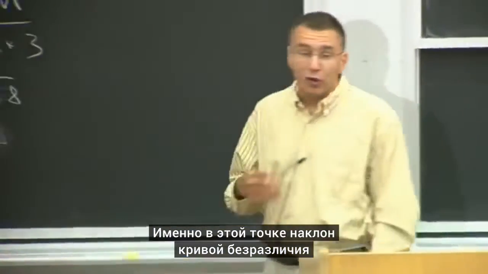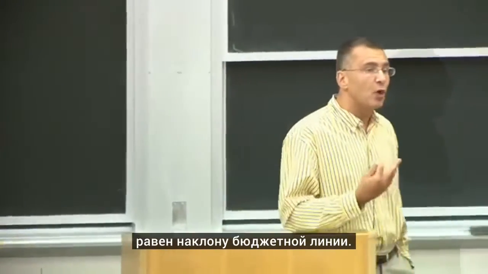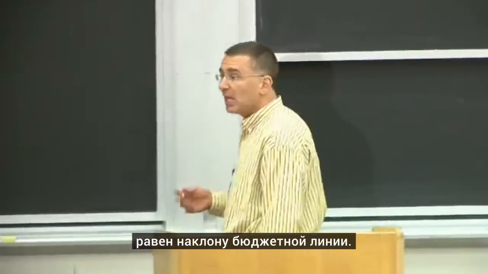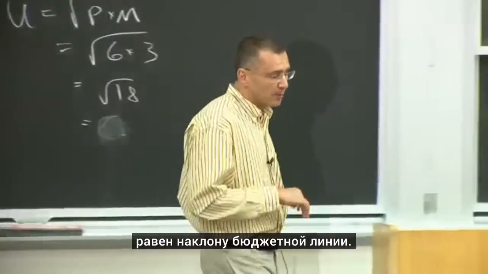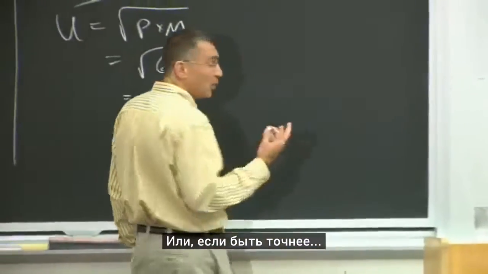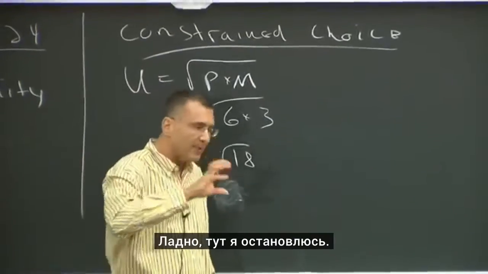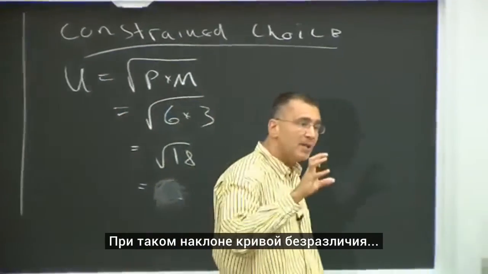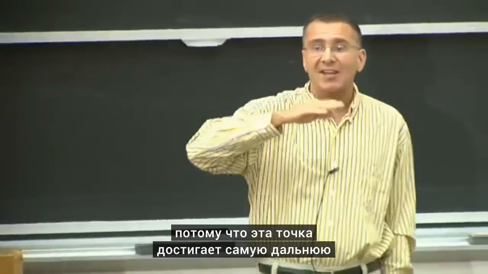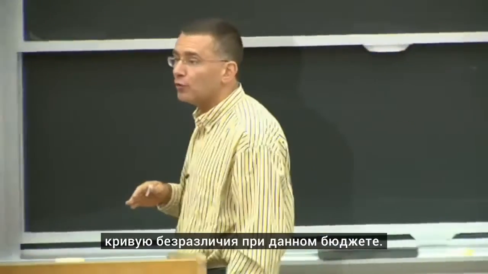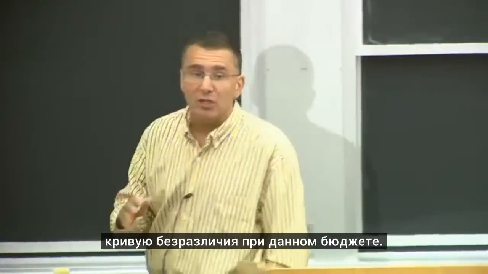Okay? And that's the point where the slope of the indifference curve equals the slope of the budget constraint. The tangency is the point where the slope of the indifference curve equals the slope of the budget constraint. That's the graphic intuition. Where the slope of the indifference curve equals the slope of the budget constraint is the optimum, because by definition, that is the point on the furthest out indifference curve you can reach given your budget. The point of tangency is the point of equal slopes.